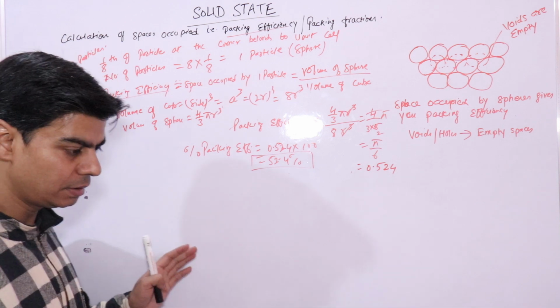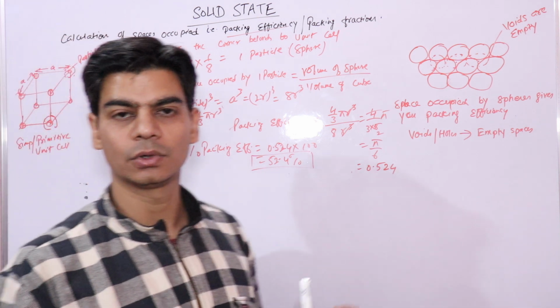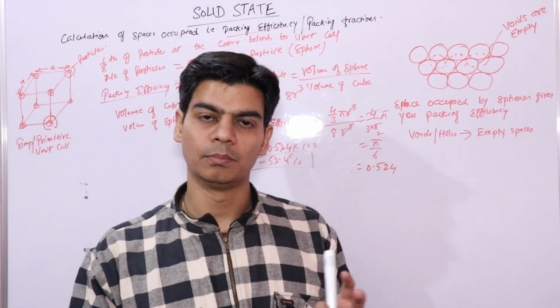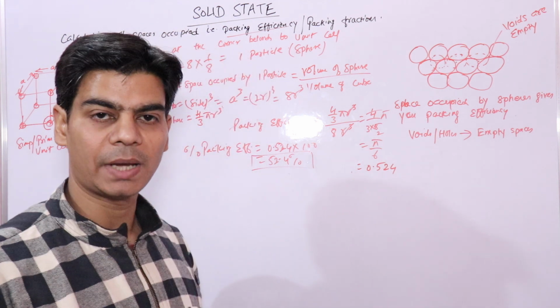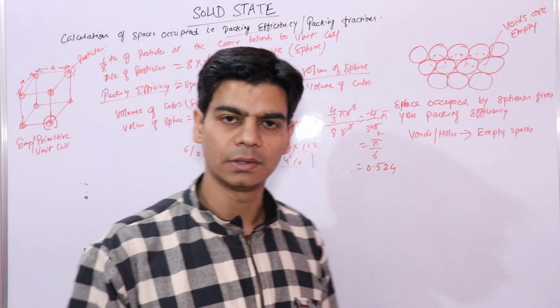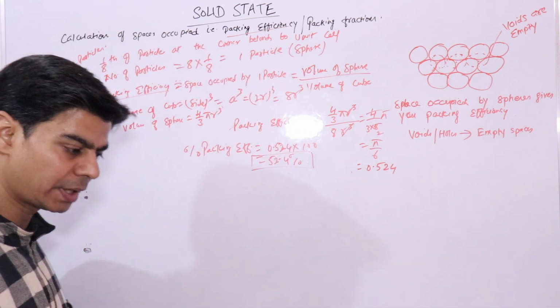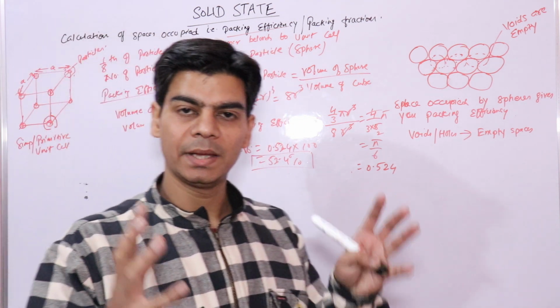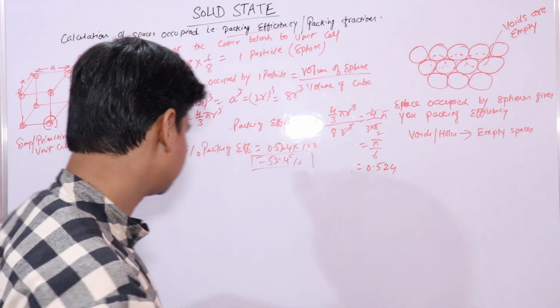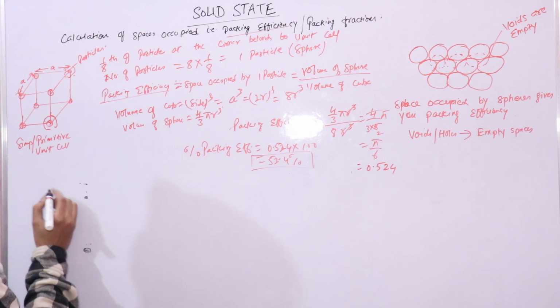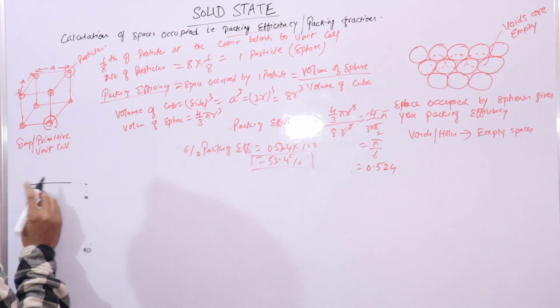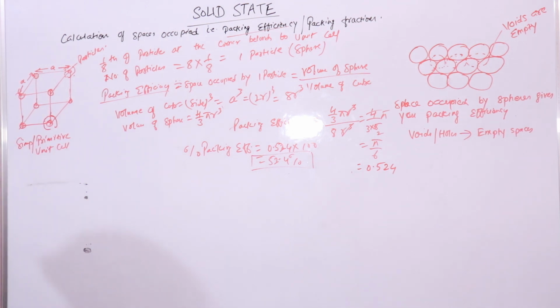Now the last that was left was BCC, body centered cubic, right? Let's see what is the packaging efficiency now in body centered cubic. How much space is occupied by particles in body centered cubic, right? Now let's first see the number of particles in body centered cubic. Number of particles we already know, it's 2.